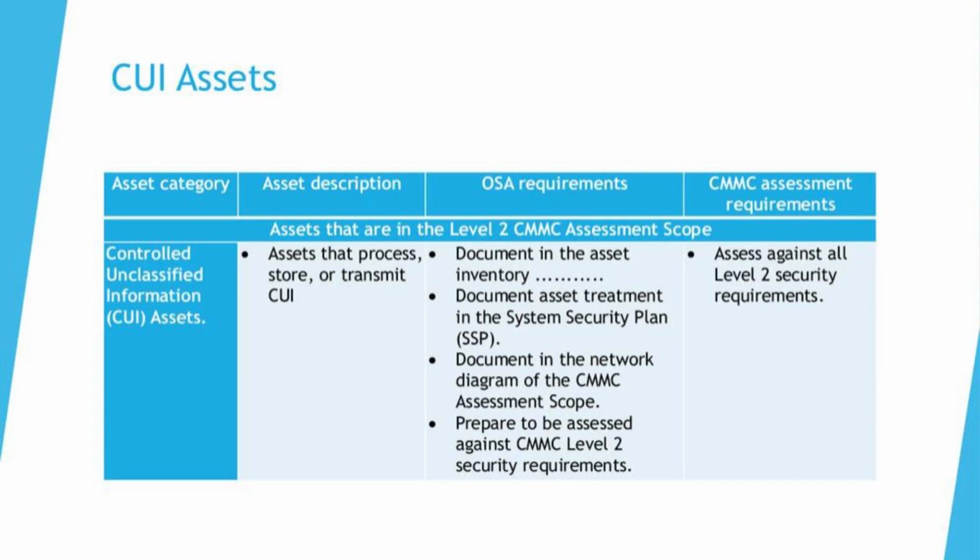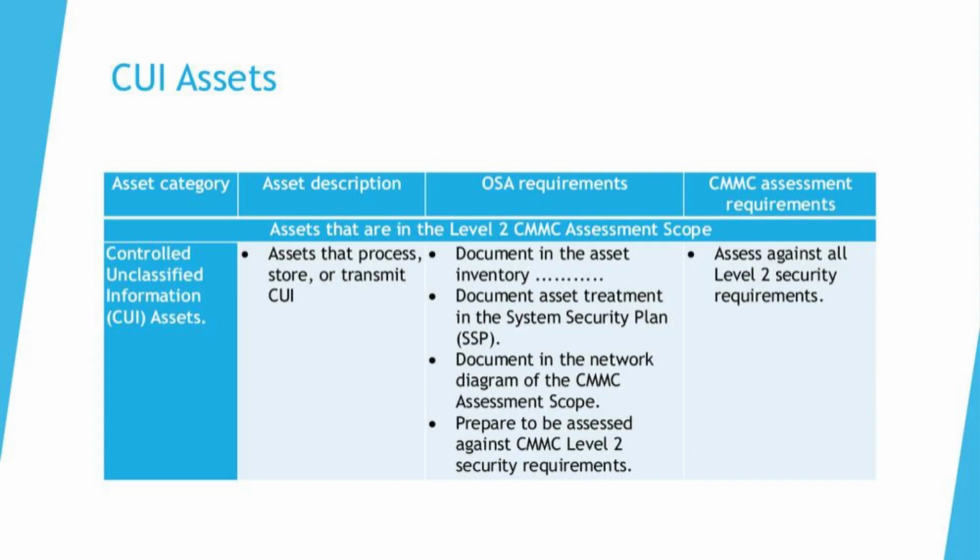And for the organization, the OSA, what's the documentation requirement here? Meticulous documentation. It needs to be listed in the asset inventory, clearly marked as a CUI asset. The SSP needs to explain why it's a CUI asset, show it on the network diagrams located within that secure CUI enclave. And critically, you have to prepare for it to be assessed against every single CMMC Level 2 requirement.